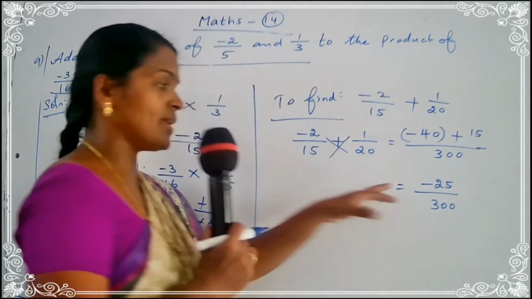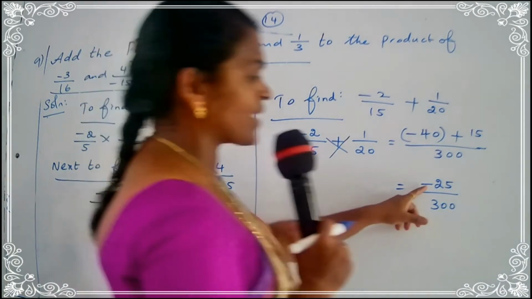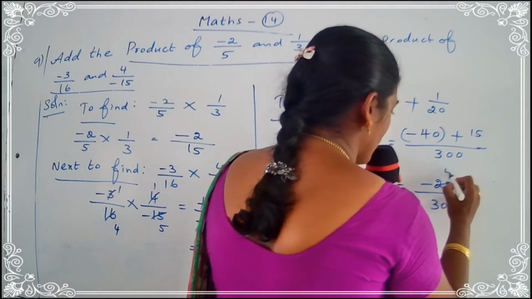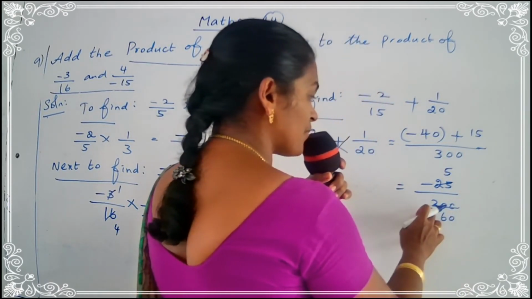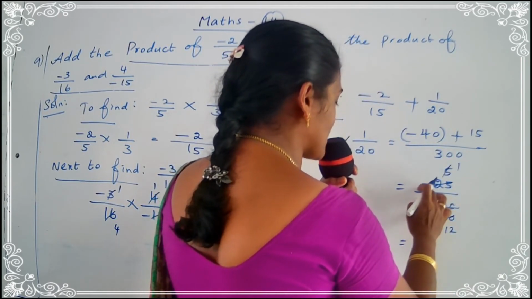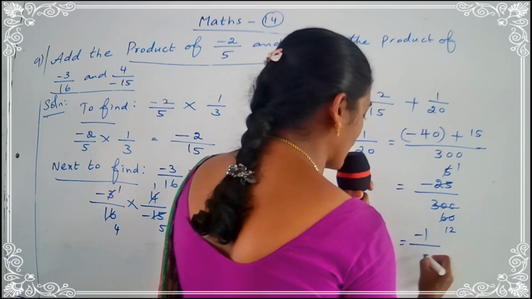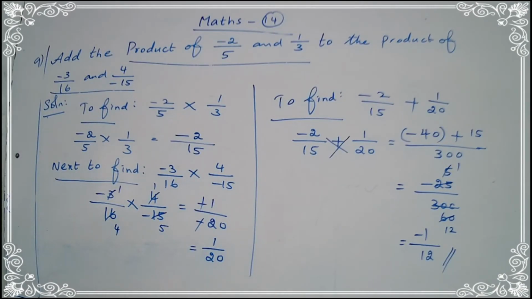It is not in standard form. Why? Numerator and denominator have common factors. So you find the common factors and divide. What is the common factor? Surely it is divided by 5. Yes children, 5 fives are 25, 60 fives are 300. The remaining answer in the numerator is minus 1 and the denominator is 12. So your answer is minus 1 upon 12. Okay children, do you understand?